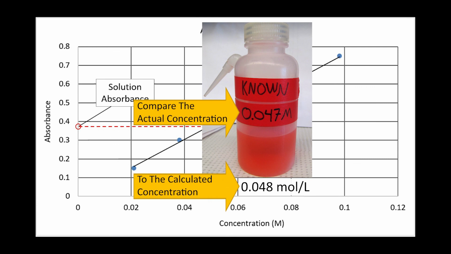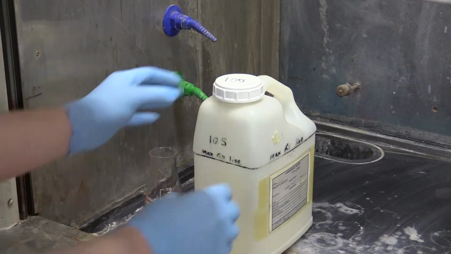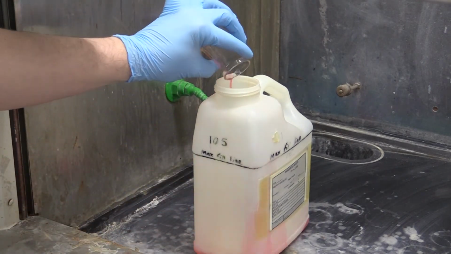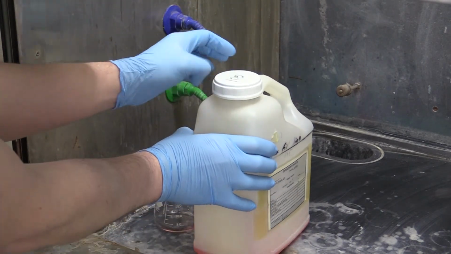By comparing this number to the known's actual concentration, you can determine how accurate your plot is, and by extension how accurate your glassware pieces are. And that's what this experiment is all about. As always, make sure you dispose of all solutions in the lab room's waste container and thoroughly rinse your glassware when you're done.